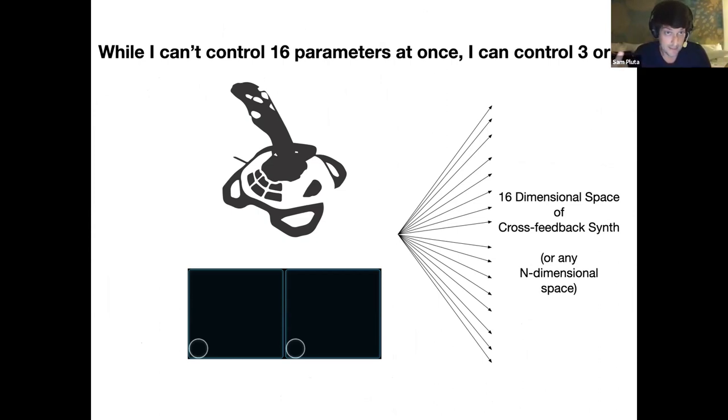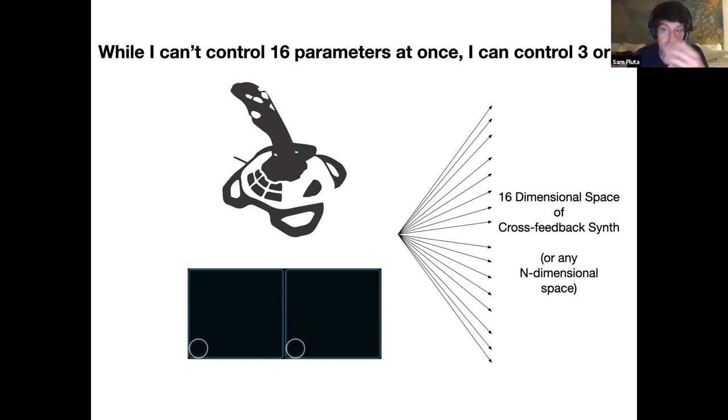Now, as a human, controlling 16 parameters at once is really hard, right? Even if we could control them, it's difficult for us to process that much information. But I can easily process the information of three or four parameters. So this is why I'm using neural networks. I have a joystick which has X, Y, Z, or I have these two X, Y pads, so X, Y, X, Y, a three or four dimensional space that I'm using the neural network to expand out to a 16 or n-dimensional space.